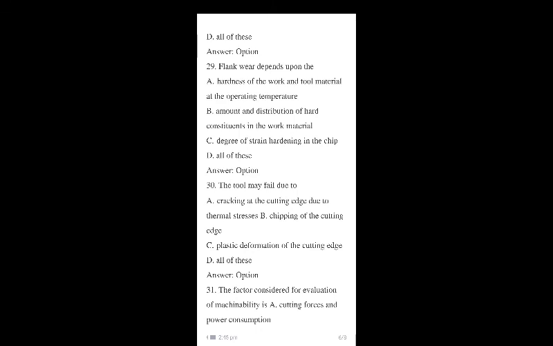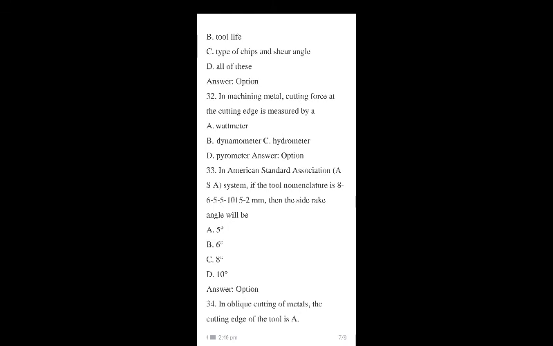Now next, the factor considered for evaluation of machinability is, here again the option D is there, all of these. Now next question, in machining metal, cutting force at the cutting edge is measured by, okay, that is tool dynamometer or dynamometer, option B. Okay, in American Standard Association system, if the tool nomenclature is 8-6-5-5-10-15-2 mm, then the side rake angle will be 6. Okay, option B is there.